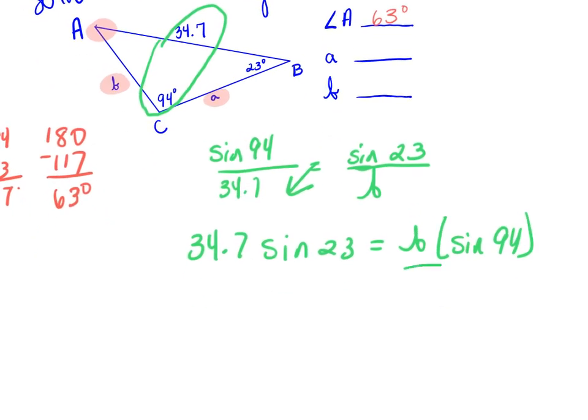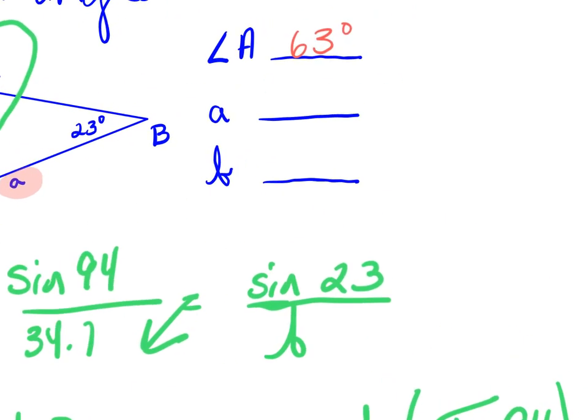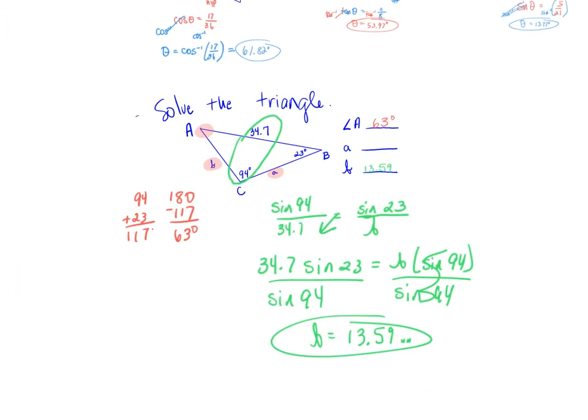Now I'm trying to get B by itself, so I'm going to divide both sides by the sine of 94. So we're going to get that side B is approximately 34.7 times sine 23 divided by sine 94. Guys, remember, you should be in degrees. So I get that side B is about 13.59 units, whatever the units are that they got. And now I need to solve for A.